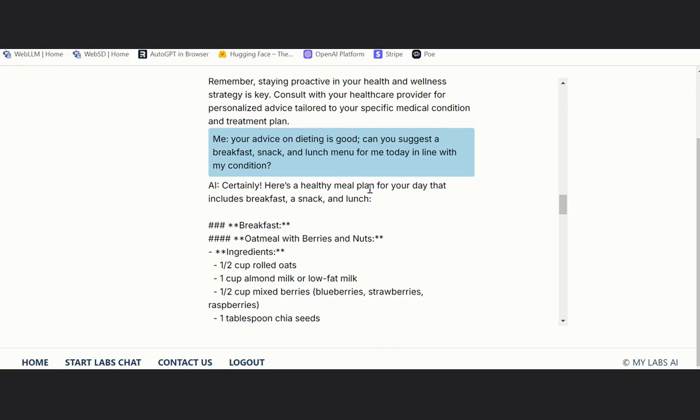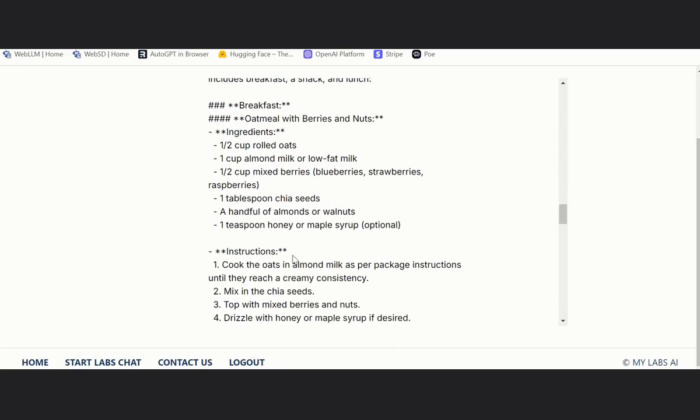So the AI says, certainly, here's a healthy meal plan for your day that includes breakfast, a snack, and a lunch. Breakfast, oatmeal with berries and nuts. Ingredients: half cup rolled oats, 1 cup almond milk or low fat milk, half cup mixed berries, 1 tablespoon chia seeds. Right? She might be able to get all these from Massey.